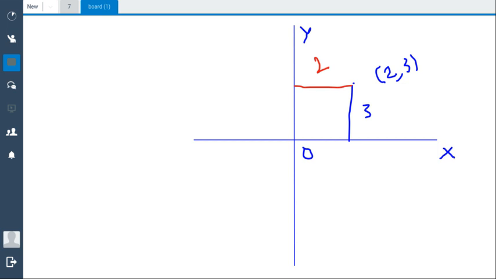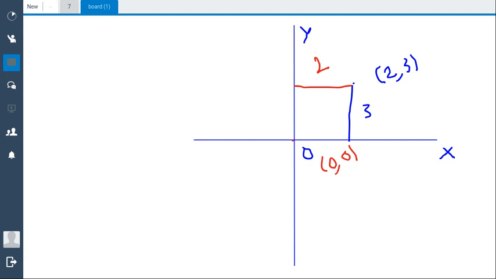The intersection of the x-axis and y-axis is called the origin. The coordinates of the origin are (0, 0), and the origin is denoted with the letter O. The total plane is divided into 4 parts: the first part is the xy plane, then the x dash y plane, the x dash y dash plane, and the third one is the x y dash plane.